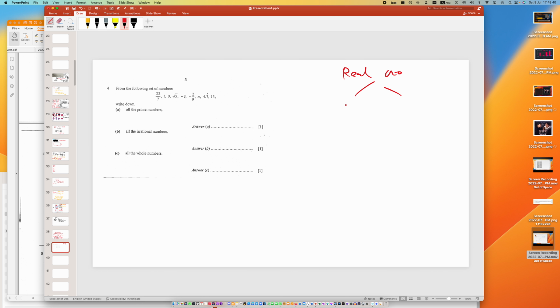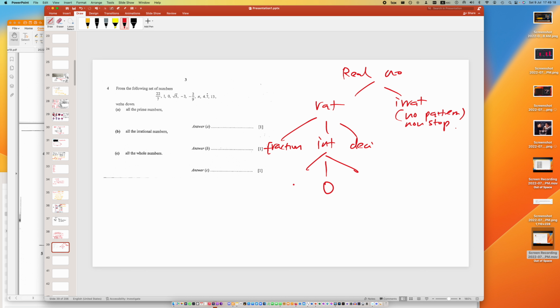Real numbers, you split into rational and irrational. What's the definition of irrational? Irrational means there's no pattern. No pattern, very good. Second one? It goes on non-stop. Good. So under rational, integer is in the middle. Left side? Fraction, yes. Right side? Decimal. Very good. So under integer you have 0, positive integers, and negative integers.